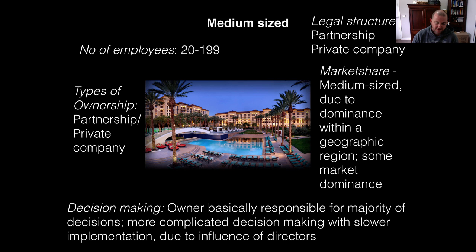Decision making, so the owner is basically again responsible for the majority of decisions. However, it's a little bit more complicated because it's a private company. There needs to be some directors involved, so it's not quite as simple as the small business where the fish and chip owner who also works in the organisation just makes all the decisions. Usually in a medium-sized business it needs to go through a director type hierarchy and decision making.